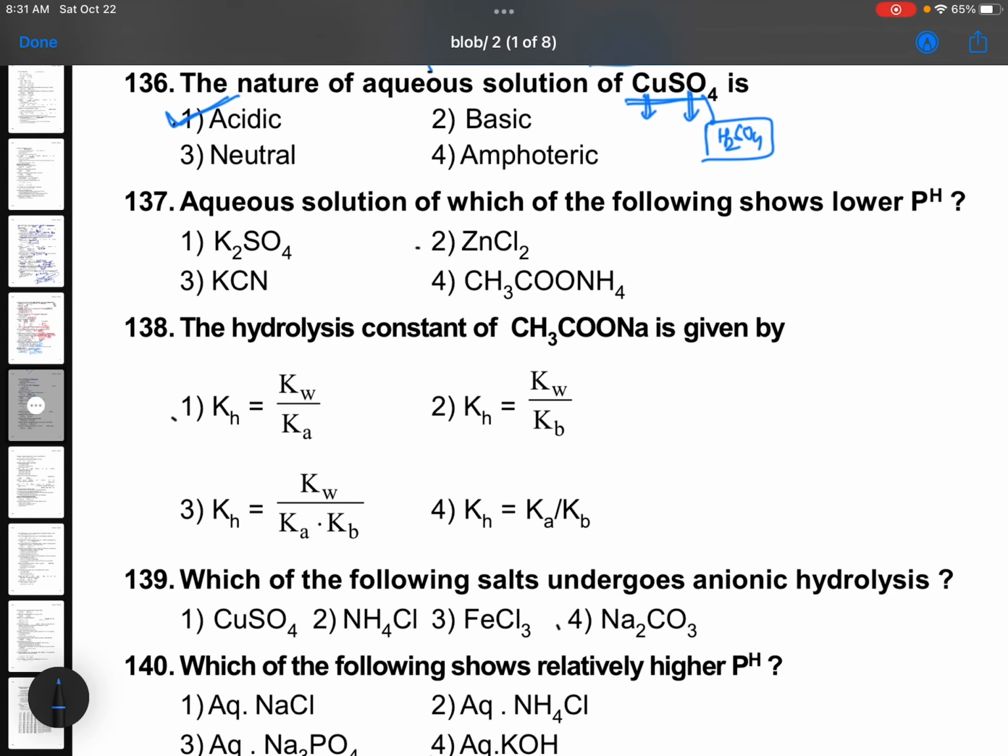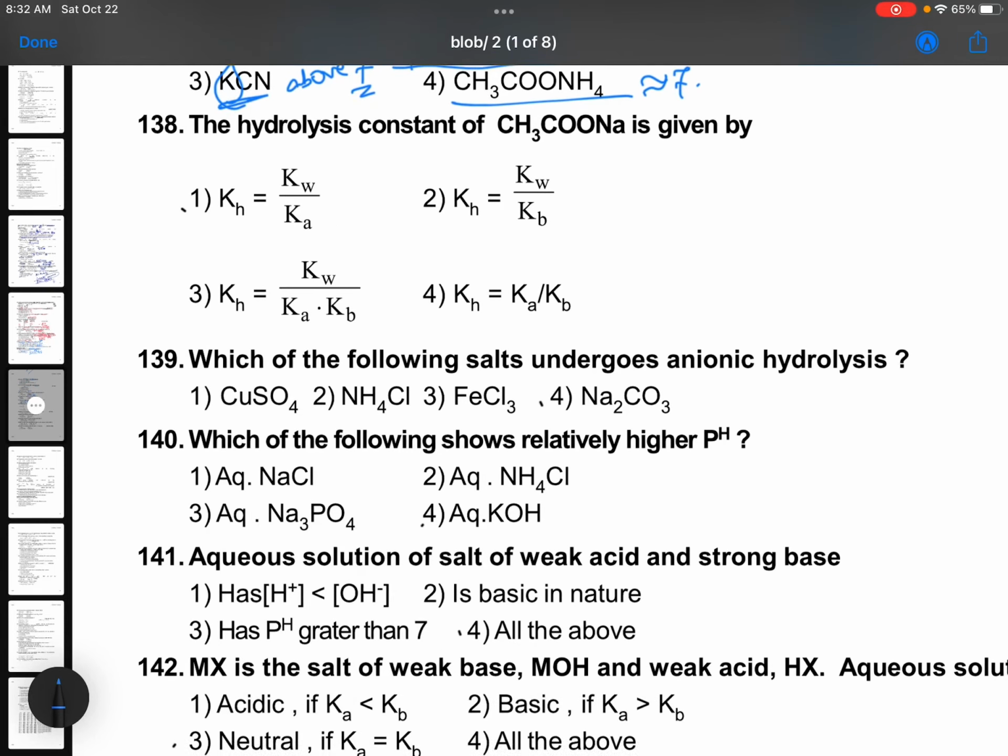Aqueous solution of which of the following shows lower pH? Lower pH means a strong acid should be there. Strong acid means you can go with this chlorine. This is the best option. It is pH 7, neutral. KCN, potassium is strong, so above 7. This is almost equal to 7. Both are weak.